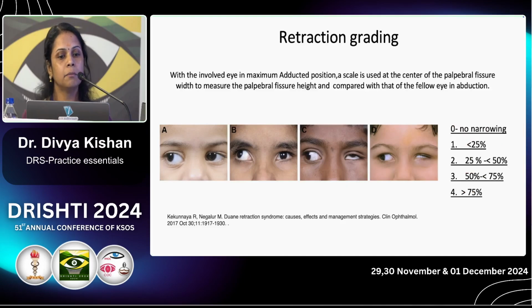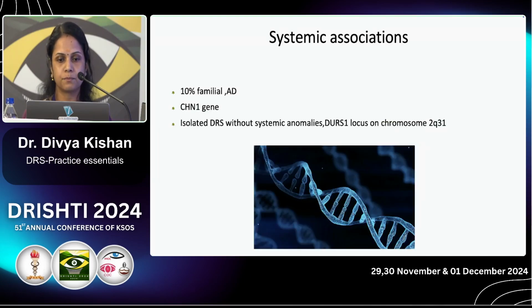With the involved eye in maximum adducted position, a scale is used at the center of the palpebral fissure width to measure the palpebral fissure height, and that is compared with that of the fellow eye in abduction. If there is no difference between the two and there's no narrowing, it is grade 0. If the size is less than 25% difference, then it is grade 1. If 25 to 50%, it is grade 2, 50 to 75% is grade 3, and more than 75% is grade 4.